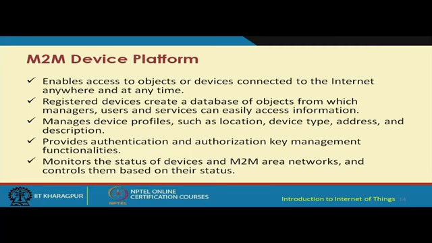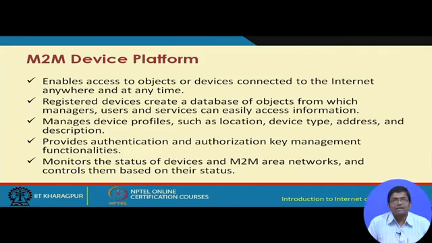So, when we talk about the device platform, it enables access to objects or devices connected to the internet anywhere and at any time. The registered devices create a database of objects from which the managers, users and services can easily access the information. The device platform manages the device profiles such as location, device type, address and description. It provides authentication and authorization key management functionalities and monitors the status of devices and M2M area networks and controls them based on their status.